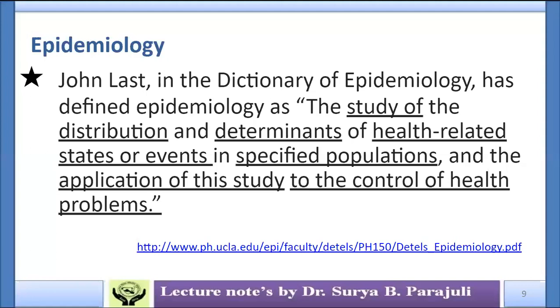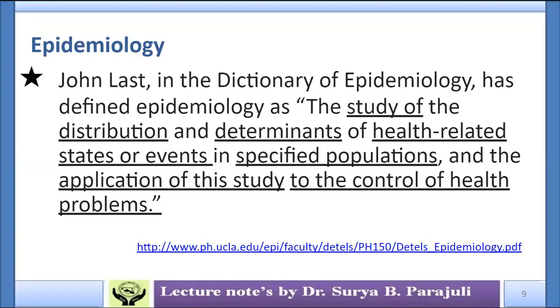Actually, people think that to identify frequency or prevalence, distribution, and determinants of any health-related state or event in a specified population is epidemiology. It is not like that. It is only 50% of epidemiology. The remaining 50% means now you need to develop such strategy or application, based on this research, this study, to control health problems.